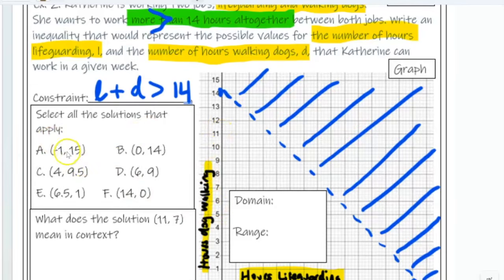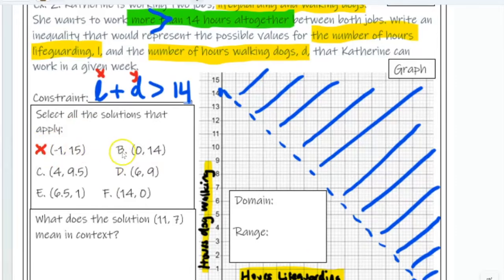So automatically, I know, again, what is my x, and I'm going to label my x and my y just so that you can see what it meant. So this is my x, this is my y. All right, so my first number is lifeguarding. My second number is dog walking. So it's the number of hours walking the dog, number of hours lifeguarding. Can I have -1 hours walking lifeguarding? No. So automatically I know that this does not apply just by the fact that it's a negative.